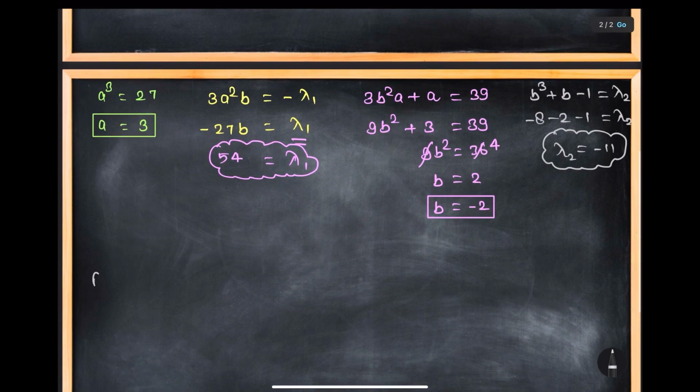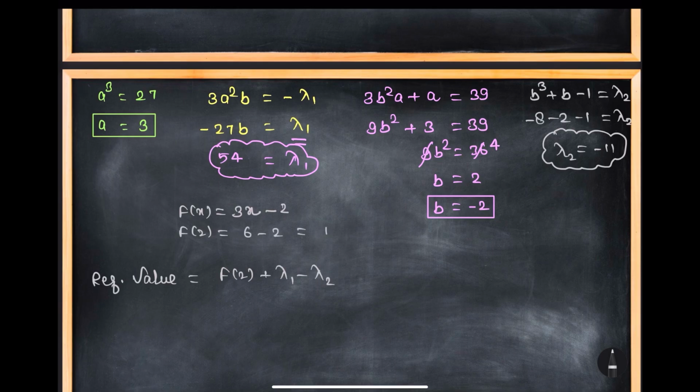Now what is the required value? The required value is f(2) + λ1 − λ2. So who is f(x)? f(x) was ax + b. So a was 3, so 3x − 2. So f(2) will become what? For f(2) we have 6 − 2, that is 4.